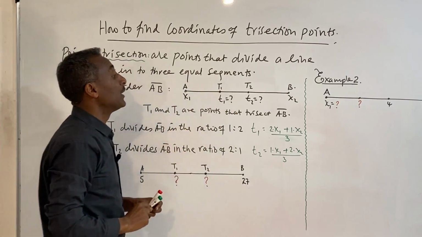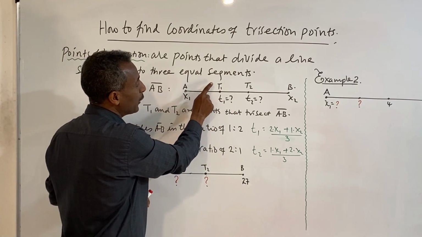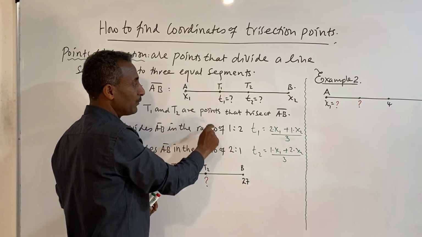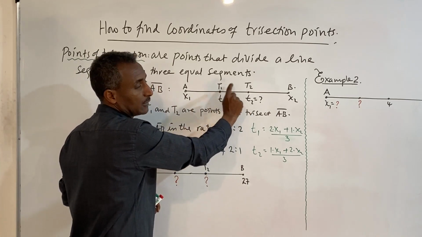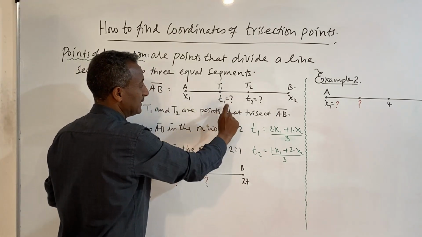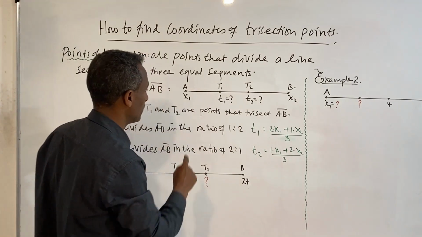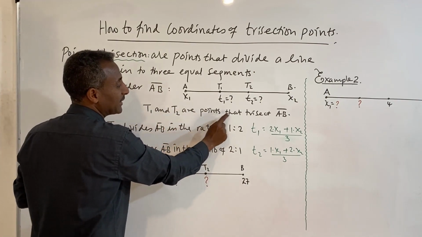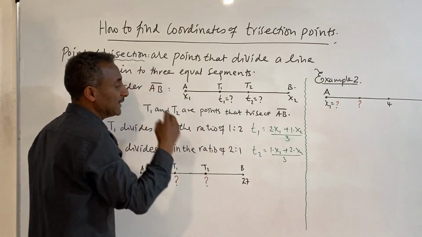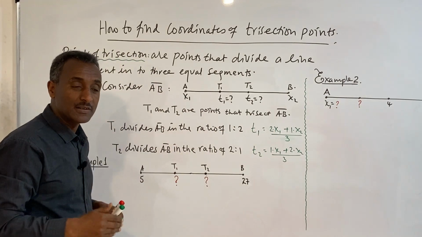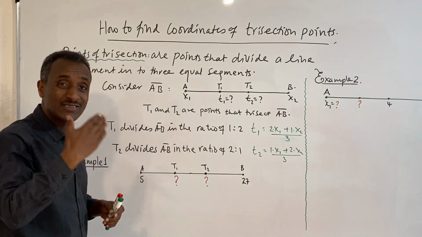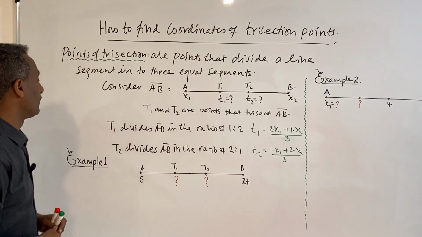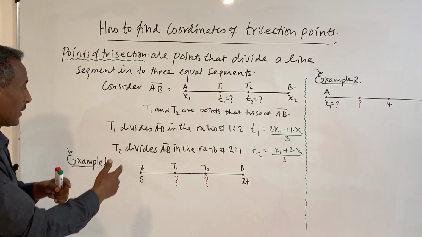Points of trisections. Okay, so in this case, for T1, small t1 is the coordinate of T1, small t2 is the coordinate of capital T2. These are points, these are corresponding coordinates. So we see that T1 and T2 are points that divide or trisect AB. Trisecting means dividing a line segment into three equal smaller segments or parts. So let us see one by one.